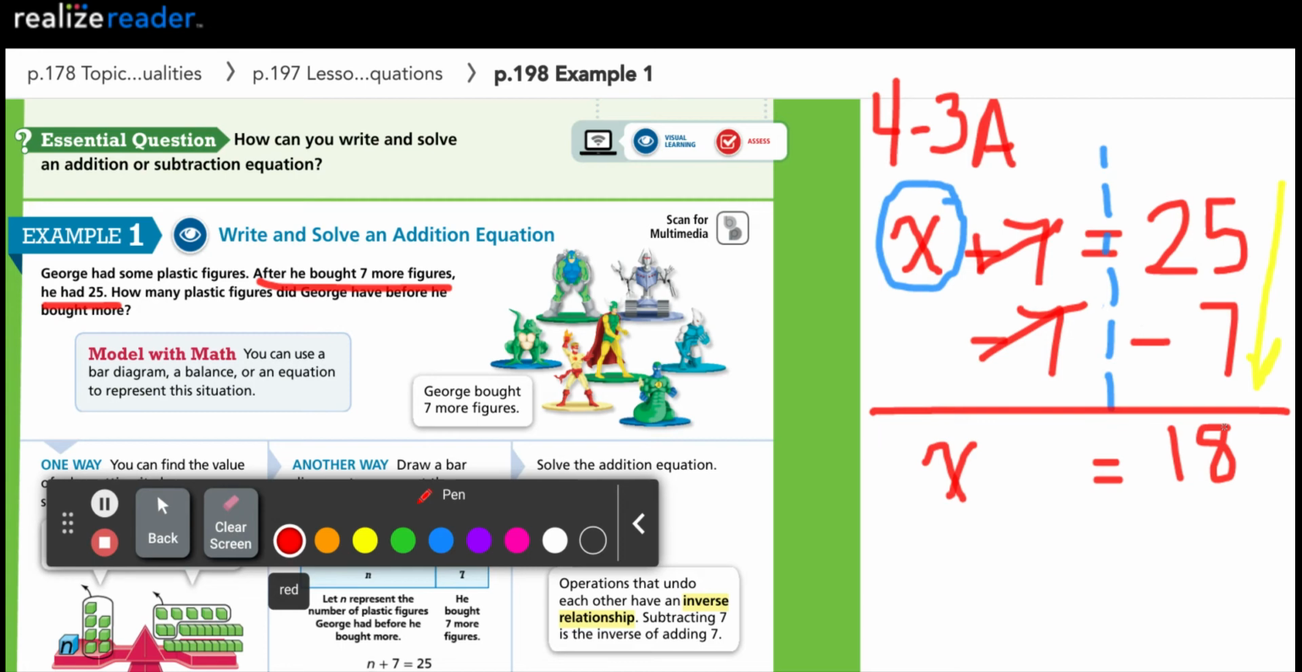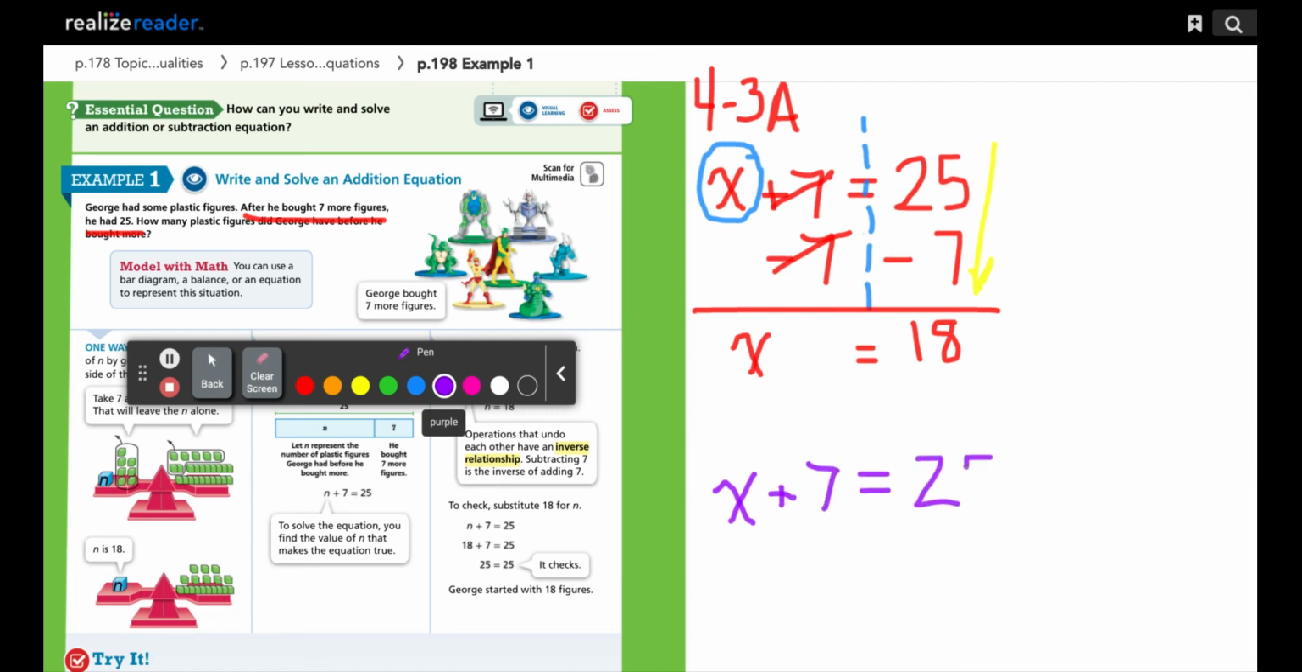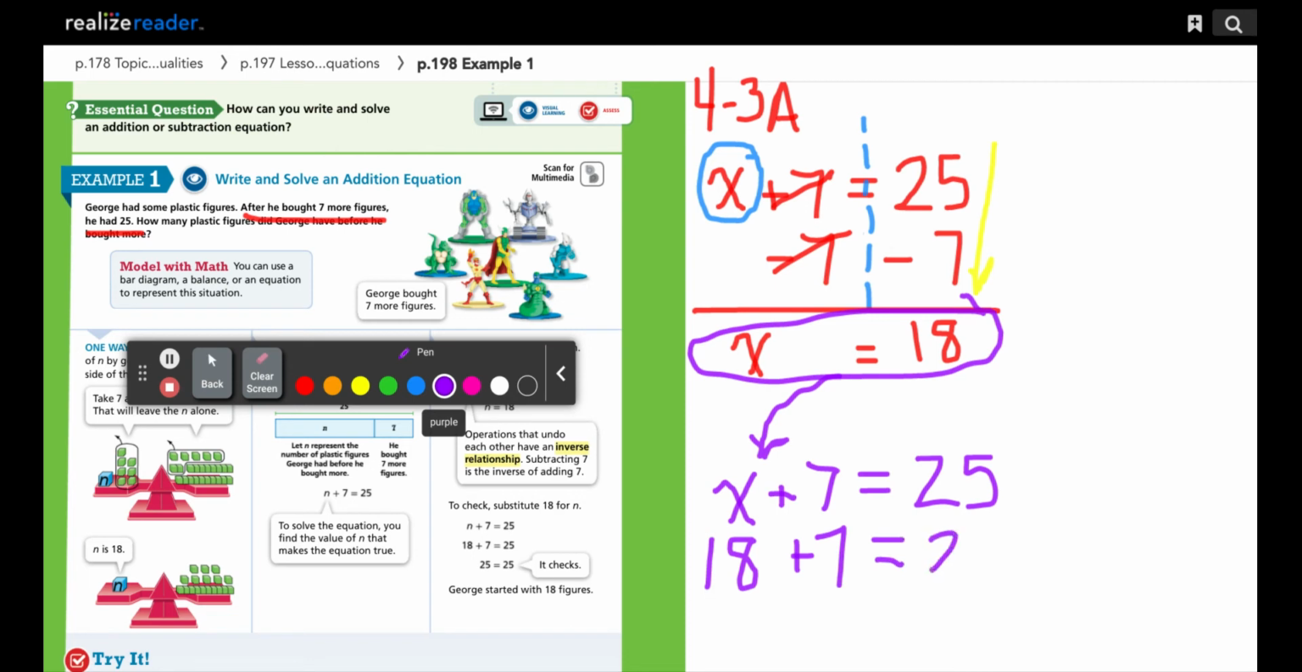Now, an important thing with solving equations is that we can check it. We can check our solution of the equation, this x equals 18, by plugging it back into our original equation. So I'm just going to rewrite my original equation, which was x plus 7 equals 25. And now I found out that x equals 18. So I'm going to take that x equals 18 and plug it into my equation. So then I'll have 18 plus 7 should equal 25.